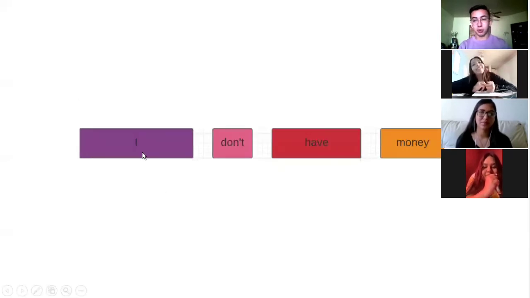Here we use the purple rod to represent the subject. The pink rod is used to represent don't, which is the auxiliary. The red rod is used to represent the verb, which is have, and the yellow rod is used to represent money, which is the direct object. Very good.